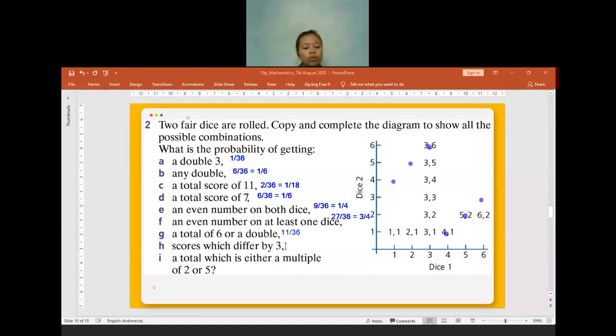Okay, is there anyone who is confused? No? Okay. If there is no confusion, I will move to the next question. A total which is either a multiple of 2 or a multiple of 5. So you have to check the total. If the total is a multiple of 2, you can take it. Or if the total is a multiple of 5, you can take it.